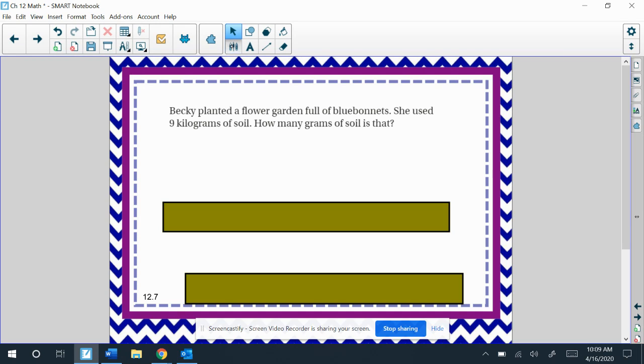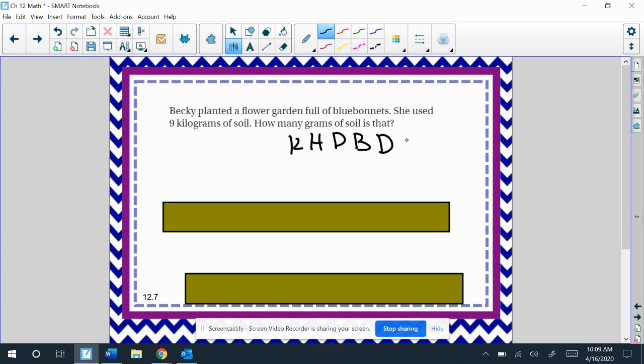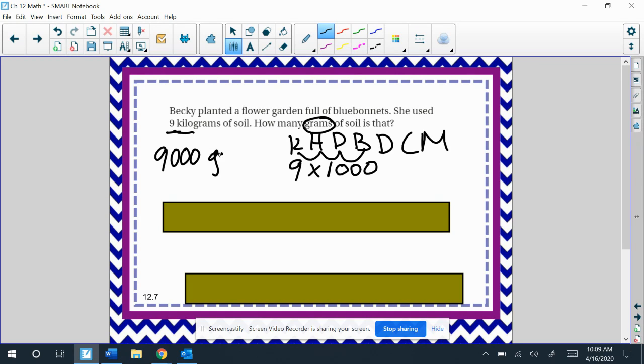First thing I need to do is write out my saying: King Henry died by drinking chocolate milk. Then I'm going to put 9 under my kilo. I'm going all the way to grams, so I'm going to the base. I went down to a smaller unit, so I'm multiplying. I have 1, 2, 3 zeros. Get my base unit in front. 9 times 1,000 is 9,000 grams. Pretty doable. Here's the next one.